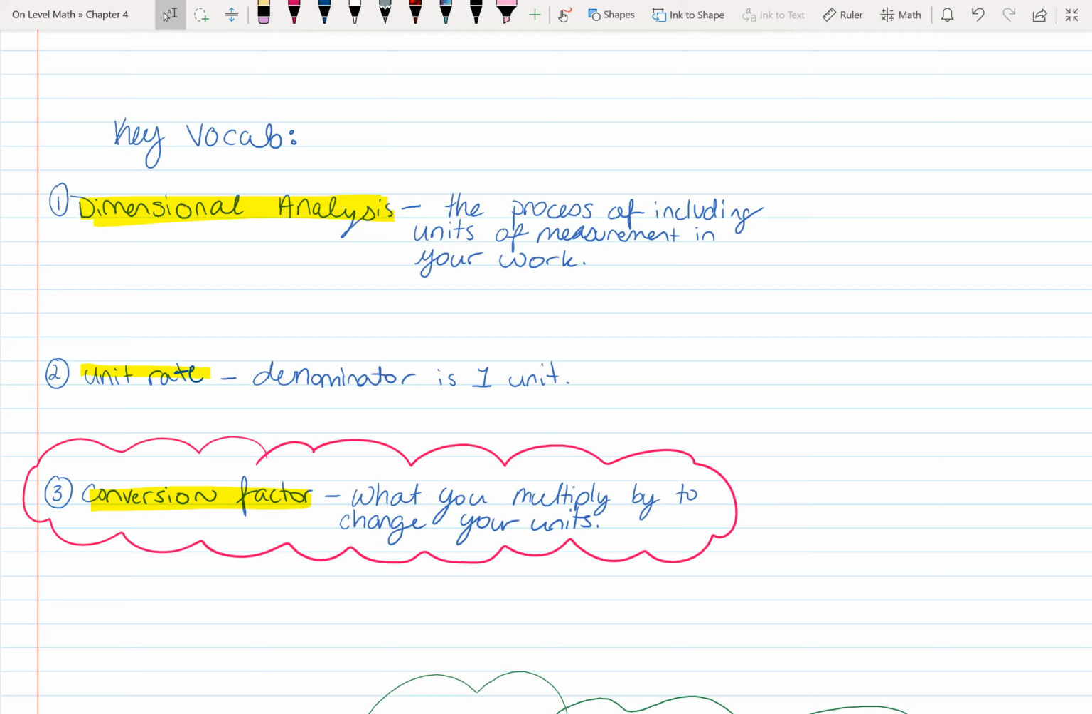Then we've got a unit rate. Unit rates we should be very comfortable with. It's just a rate. So again, rate means units. So a rate is different from a ratio because rates, you write units. And the denominator is 1.